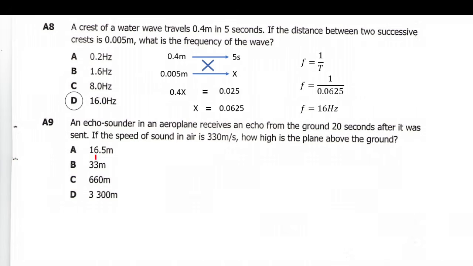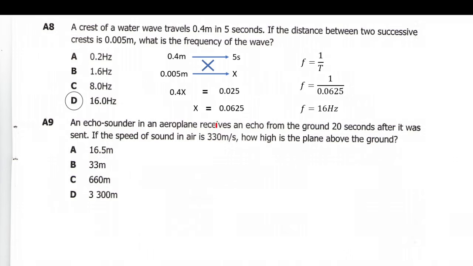Then 9, an echo sounder in an aeroplane receives an echo from the ground 20 seconds after it was sent. If the speed of sound in air is 330 meters per second, how high is the plane above the ground? So an echo sounder in an aeroplane receives an echo from the ground 20 seconds after it was sent. If the speed of sound in air is 330 meters per second, how high is the plane above the ground?